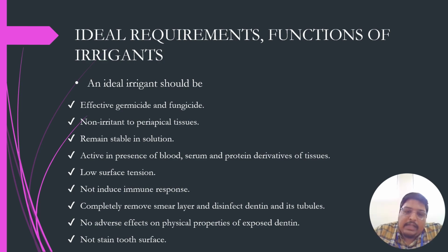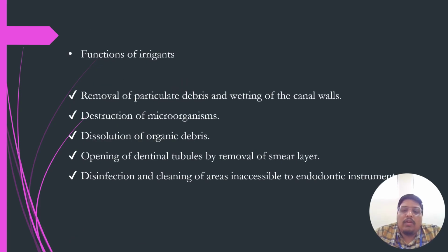An ideal irrigant should be an effective germicide and fungicide, non-irritant to the pulp tissues, remain stable in solution, and be active in the presence of blood, serum, protein, and the derivatives of the tissue. It should have low surface tension, not induce an immune response, completely remove the smear layer, disinfect the dentin and the tubules, have no adverse effect on the physical properties of exposed dentin, remove particulate debris, wet the canal, and destroy microorganisms.